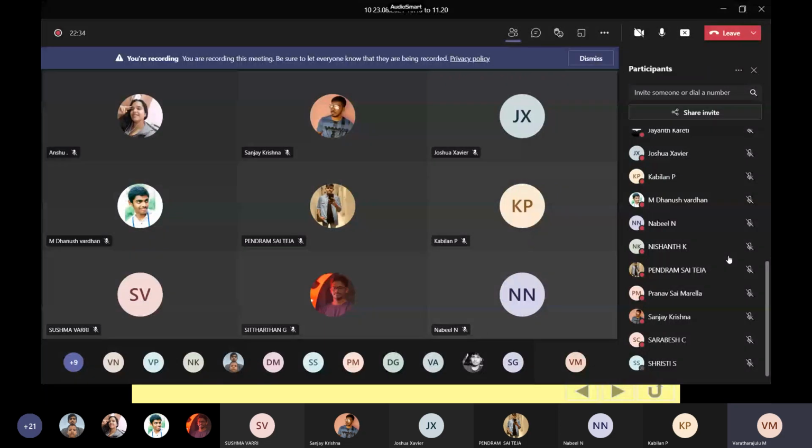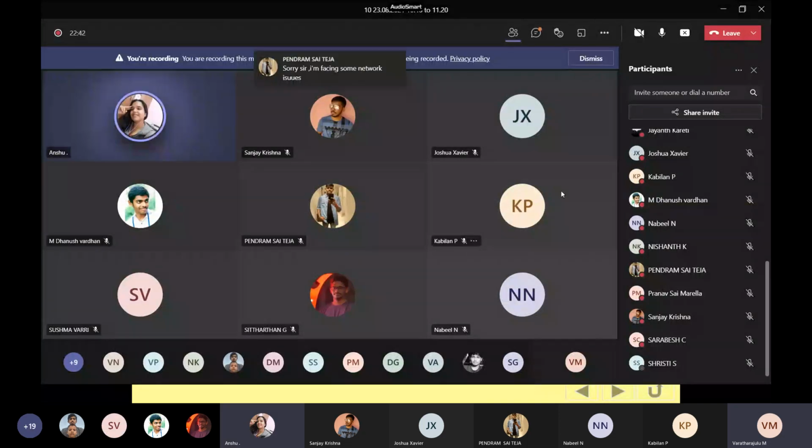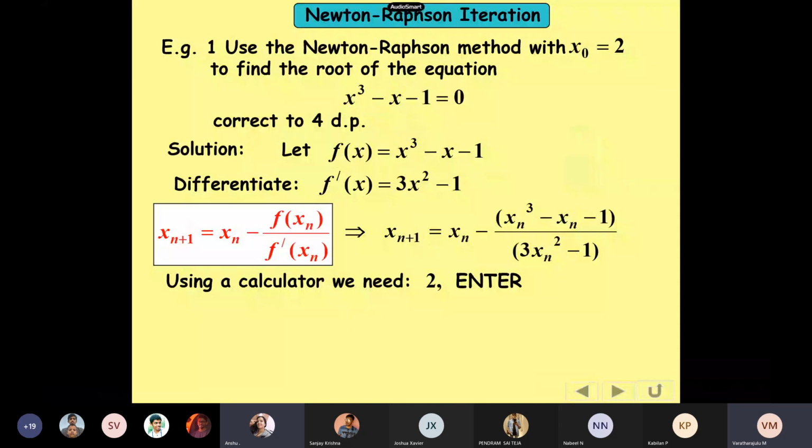Okay, Anshu, unmute your mic. Yes, sir. Enter 2. Before that, keep your decimal places at 4. Have you entered 2 and given equal to? Sir, I only bought the new calculator today, so I don't know how to use it. Can you please tell me again? No, I have already explained in some other classes. How many times can I repeat the same?